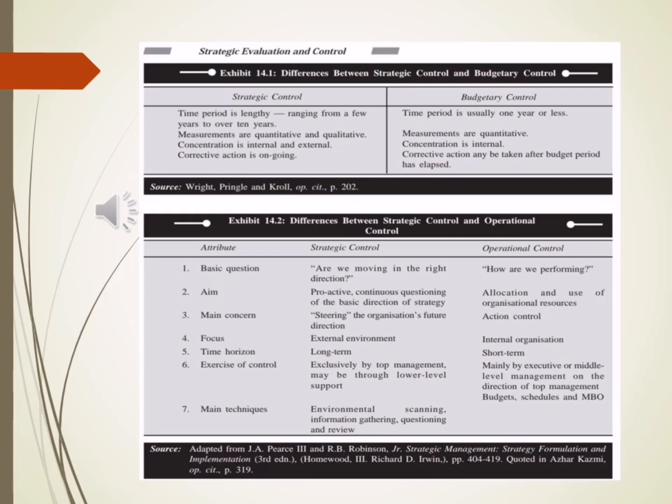And for the exercise of control, it is exclusively by top management, maybe through lower level support. And for the operational control, it is mainly by executive or middle level management on the direction of the top management: budgets, schedules, and MBO. And lastly, for the main techniques: environmental scanning, information gathering, questioning, and review.